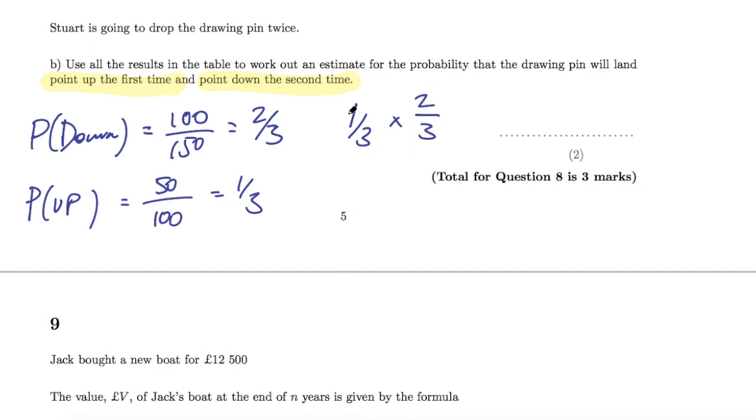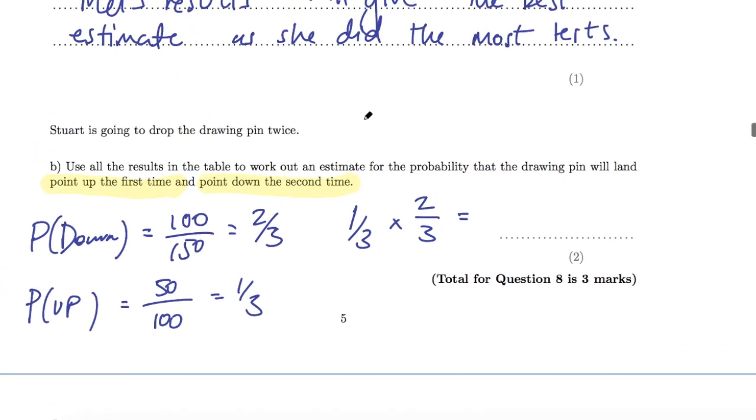So what we end up with is 1/3 times 2/3, and if you want to check this, you can draw a quick probability tree using the drops and the probabilities of it landing each way, and you'll see that it comes out to 1/3 times 2/3, and that gives you 2 over 9 as the probability of it landing point up and then point down.